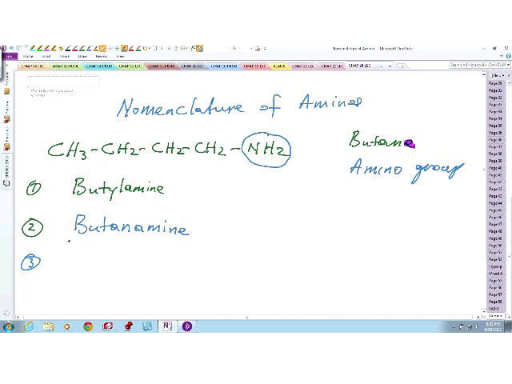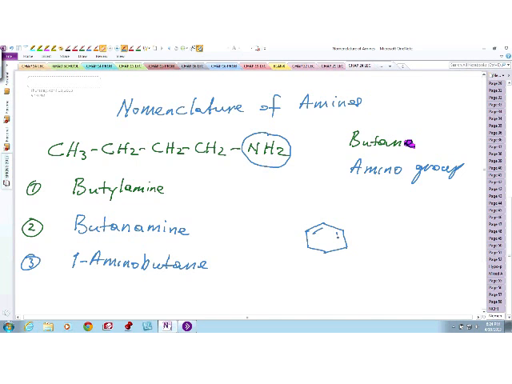Okay, the amino group would be the substituent, just like your methyl group or ethyl group. So what would be this name? 1-aminobutane, exactly. So it would be 1-aminobutane. So those are all of the 3 different ways of naming amines.